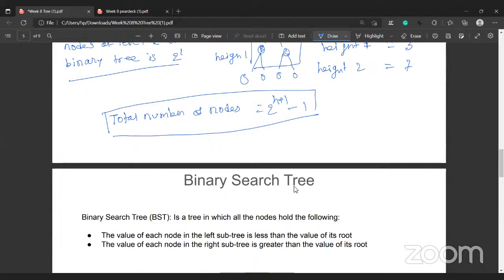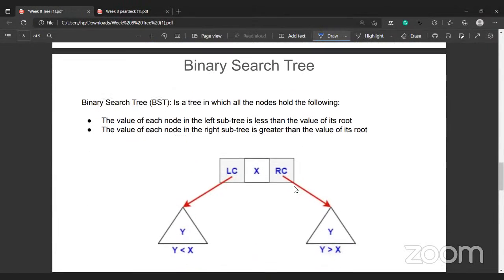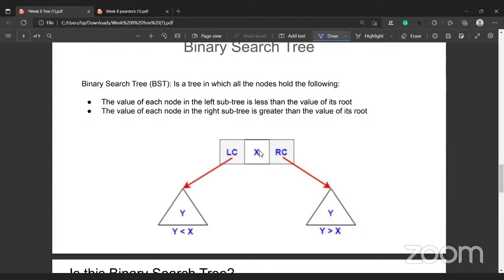Okay, then binary search tree. A binary search tree is a tree which holds the following condition. The value of each node in the left subtree is less than the value of its root, and the value of each node in the right subtree is greater than the value of its root. If it satisfies this condition, then we can say that it is a binary search tree.